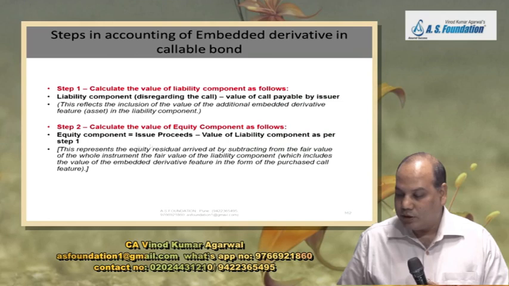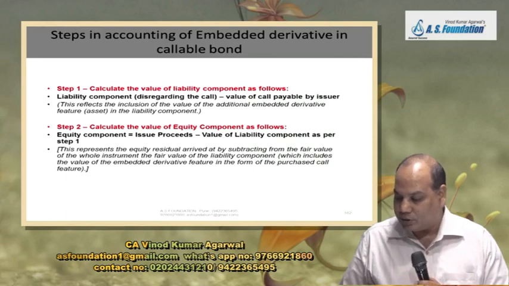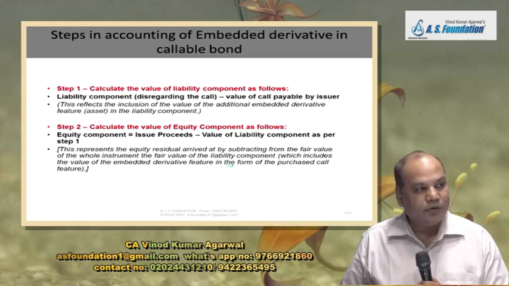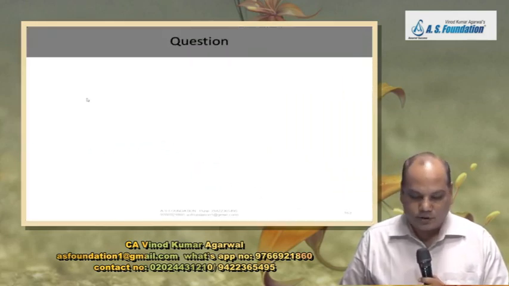Now why have we done it? We have written some logic also. This represents the equity residual arrived at by subtracting from the fair value of the whole instrument the fair value of the liability component, which includes the value of the embedded derivative feature in the form of the purchased call feature. That's it.